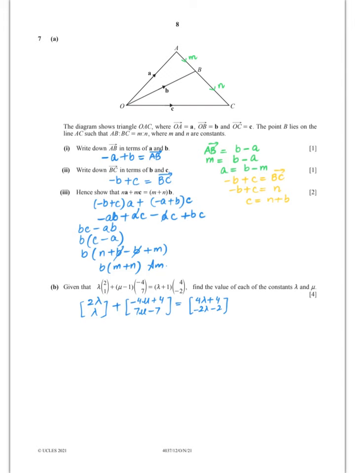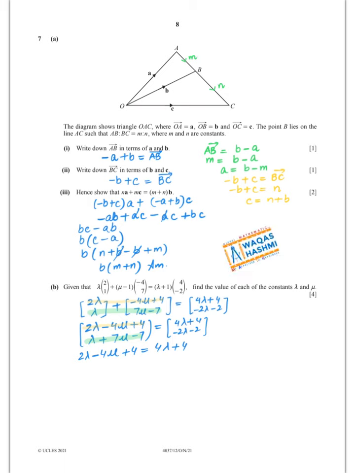Alright, now we need to solve this one. So it's 2 lambda minus 4 mu plus 4. Secondly, it will be lambda plus 7 mu minus 7. What I did here is I just wrote this whole equation here, and the second one below this one. On my right side, it will be the same, that is 4 lambda plus 4 and minus 2 lambda minus 2. Now we need to equate them. So firstly, it's 2 lambda minus 4 mu plus 4 is equals to 4 lambda plus 4.